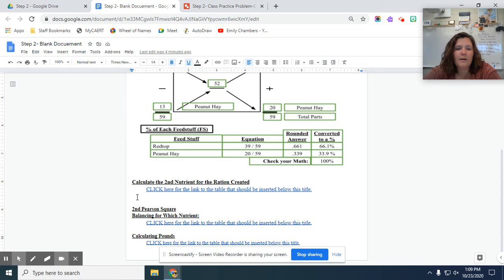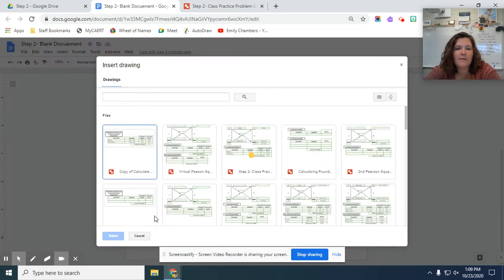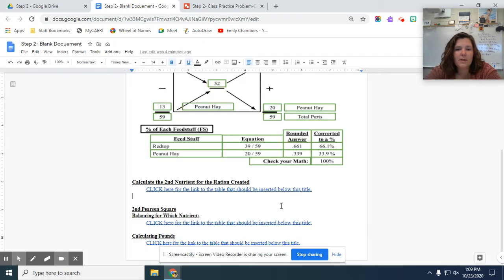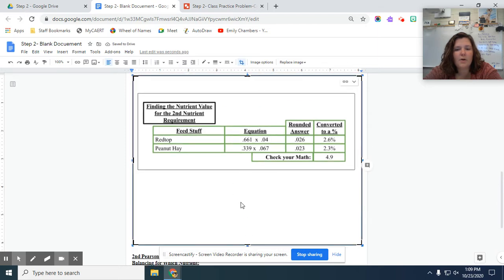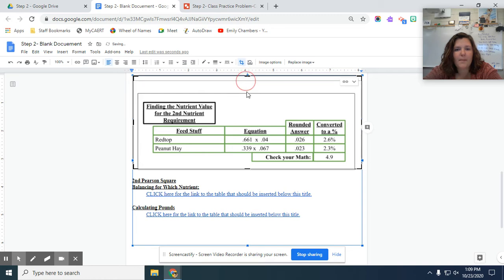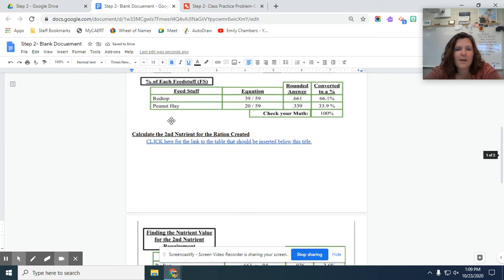Okay, so go back here, insert a drawing from our drive. Step 2, right there, select insert. Same as before, I'm going to crop it. You just double click to crop it. I'm going to crop it down so it fits better, just because you don't have to. That's just me being me.